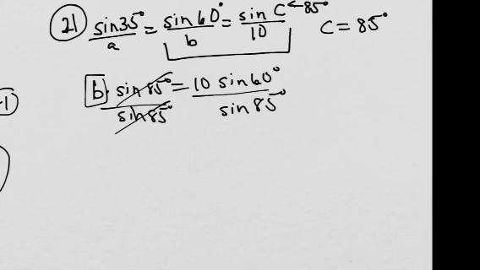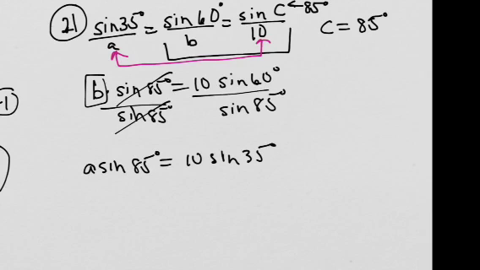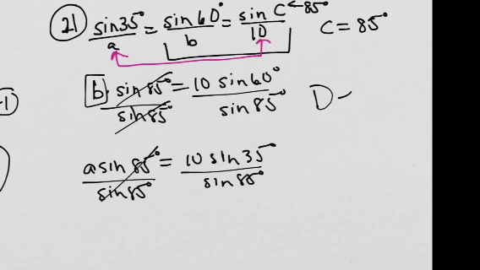Same thing for A. I'm going to use this one and this one, okay? And so that leaves me with A sine 85 equals 10 sine 35. Divide by sine 85 on both sides. And so A equals 10 sine 35 divided by sine 85. Now, one thing I forgot to mention is that you need to have your calculator in degree mode. Otherwise, your answers are going to be wrong if you have it in radian.